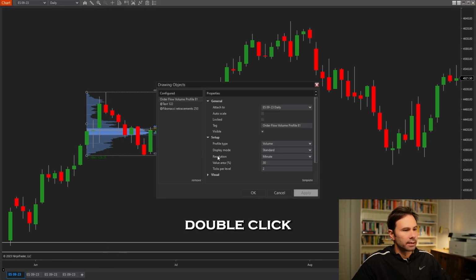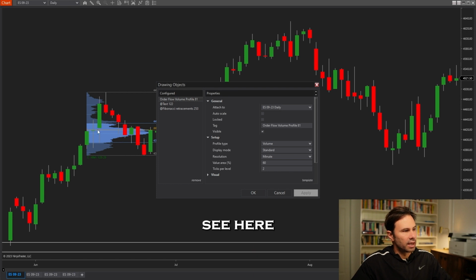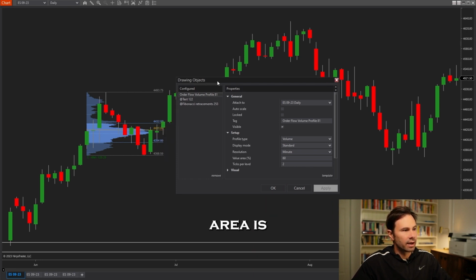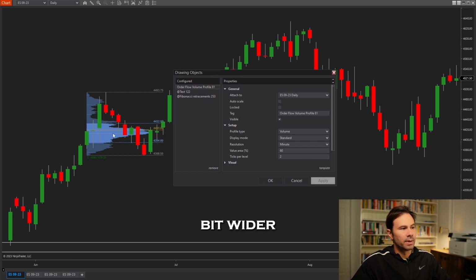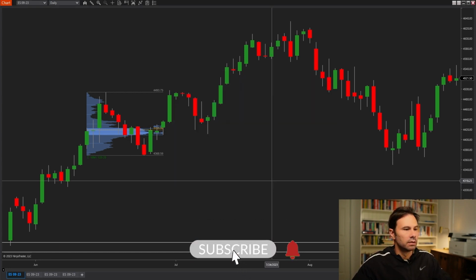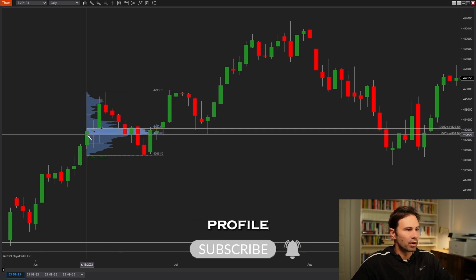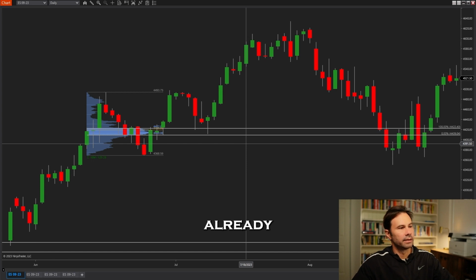If you double click the value area, meaning the highest 30% of the volume is being highlighted, right? If I change this to 60%, you can see here on the background how the highlighted area is a little bit wider, okay? I have found that 30% is a good sweet spot for me, for my trading psychology, for my trading strategy, okay? So that is the volume profile. You have drawn your first volume profile already, okay?